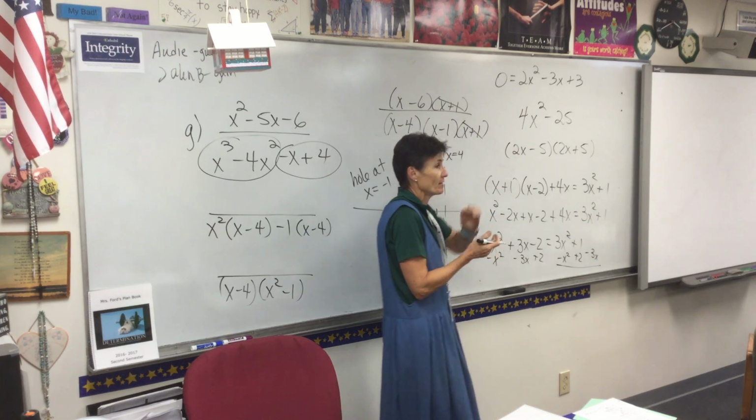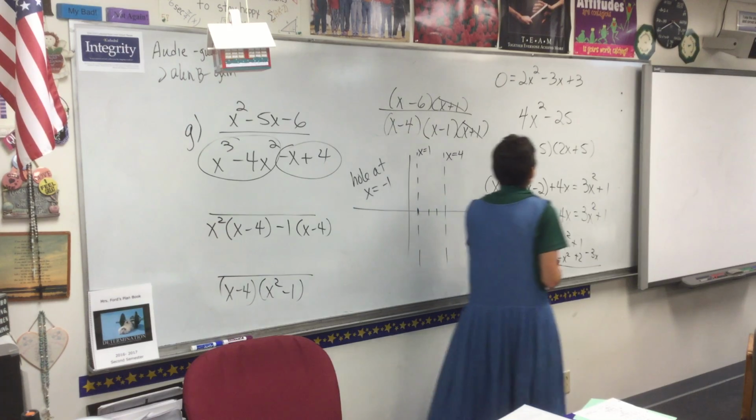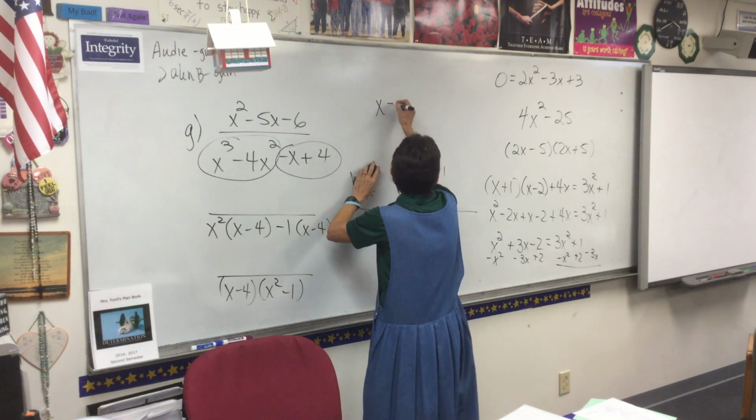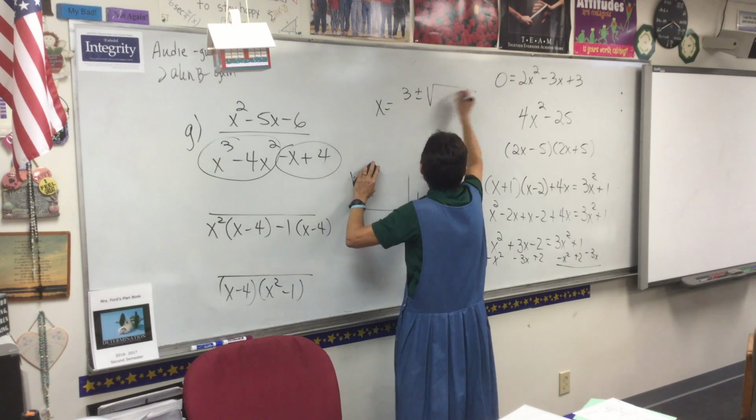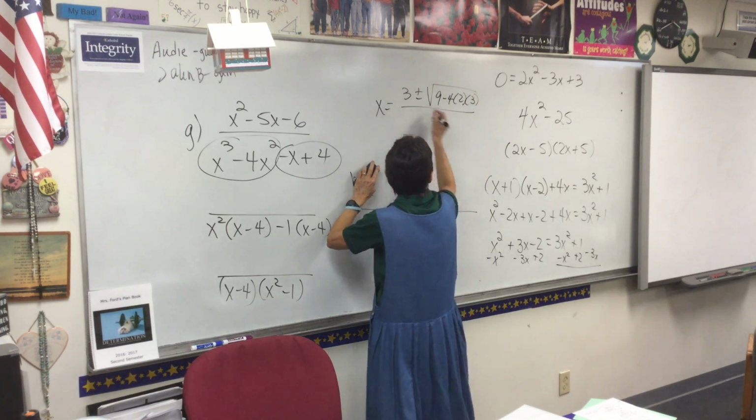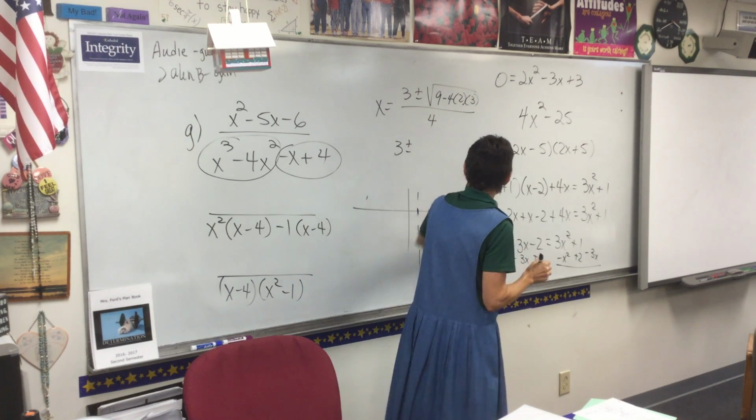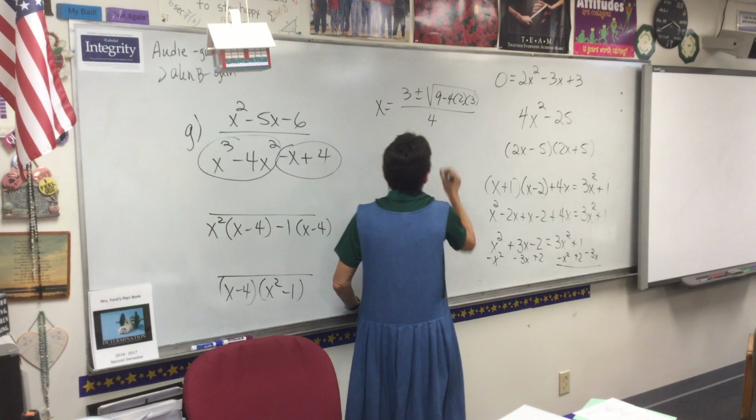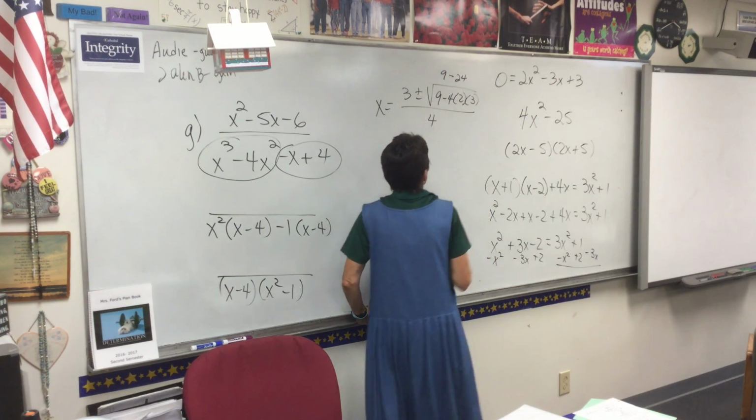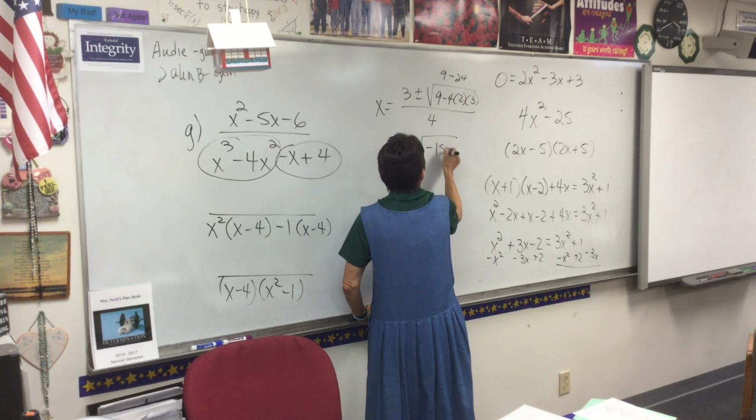Now what am I going to do with it? Quadratic formula. So x equals negative b plus or minus the square root of b squared minus 4ac, all over 2a. Uh-oh. It's going to be 9 minus 24. So I get negative 15.